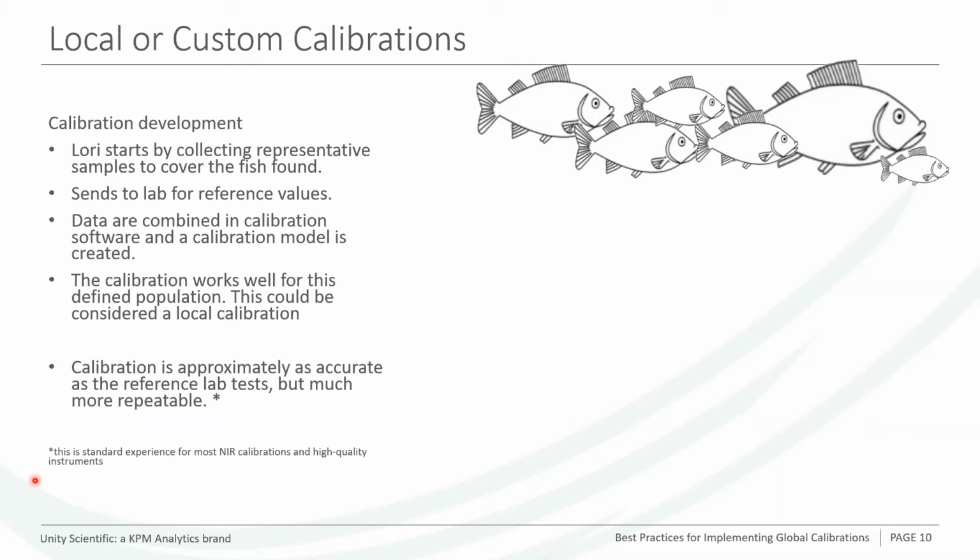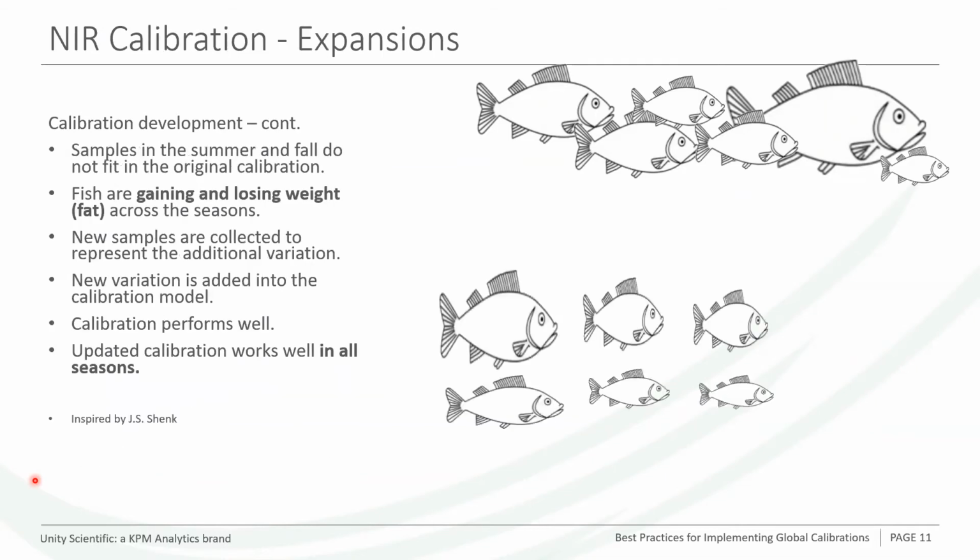So Lori's happy about this. She's got a success. They put it into production. They're analyzing samples through the rest of the year, and she can see in the summer and the fall that the samples start not to fit. And in her validations, she's seeing a little bit of some outliers, and she's seeing some predictions that aren't working.